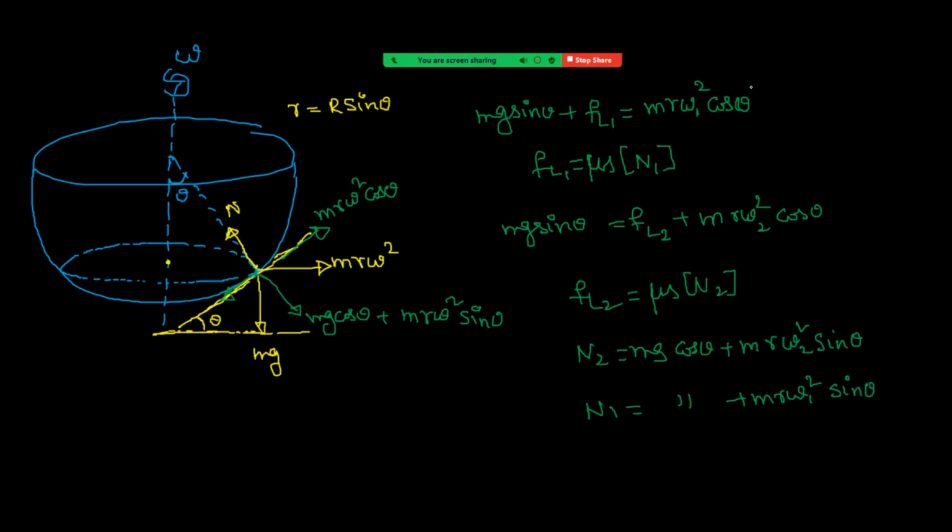Then we have to solve. These two we have to solve, and these two we have to solve. So same as the previous question on banking, where the vehicle slips up the road or down the road, here the block slips up the bowl or down the bowl. So like this we can use centrifugal force, right? And banking. So I hope you got clarity.